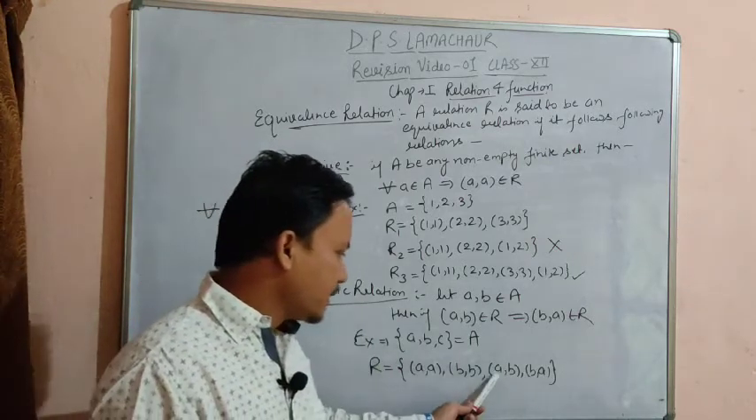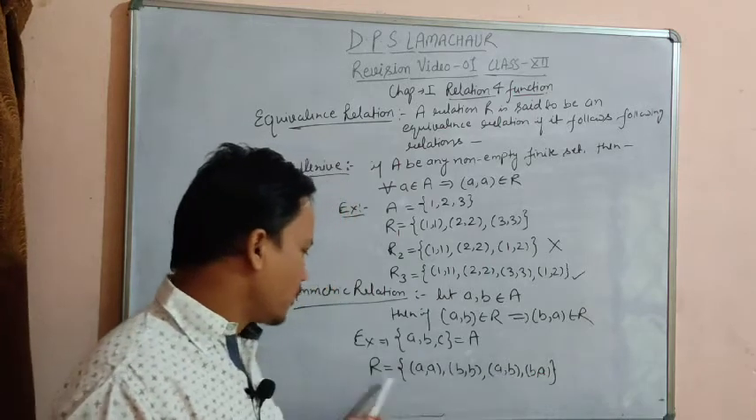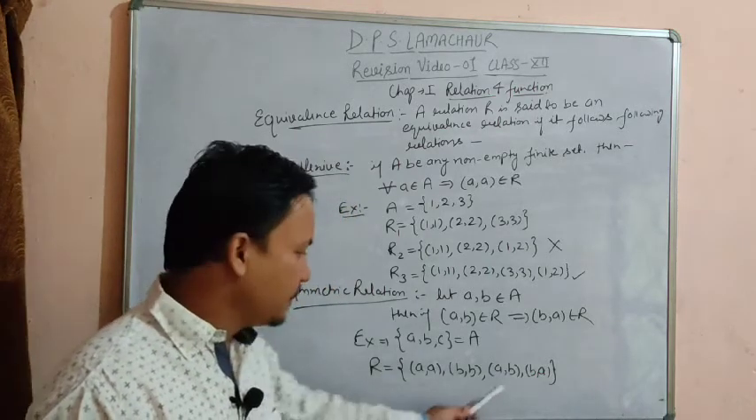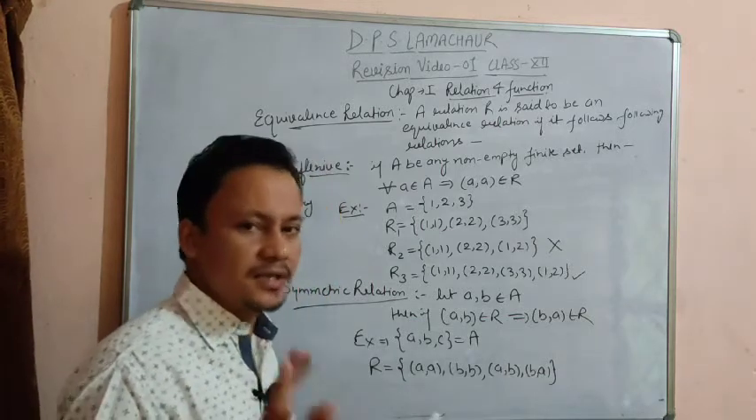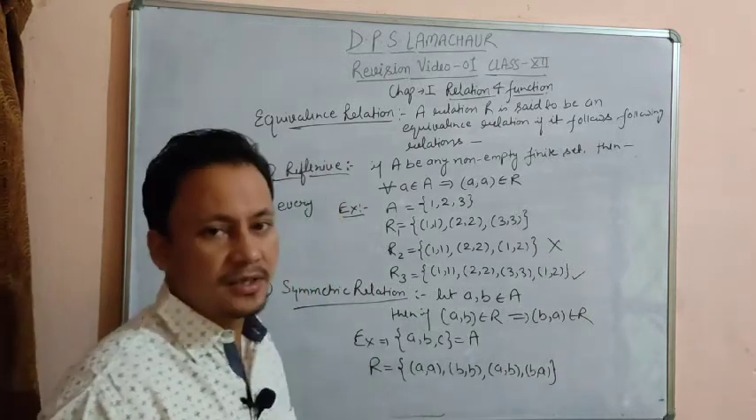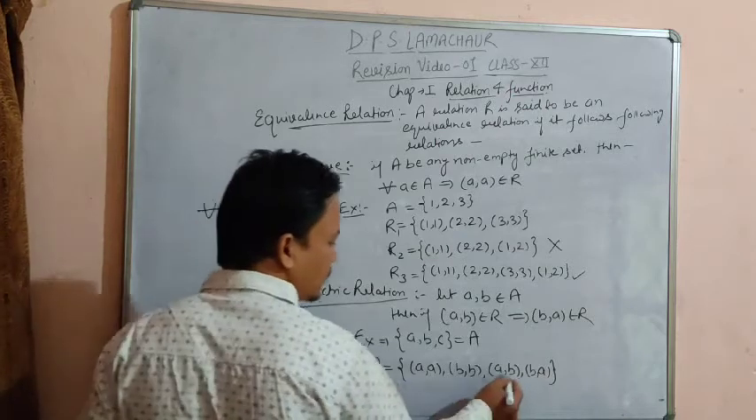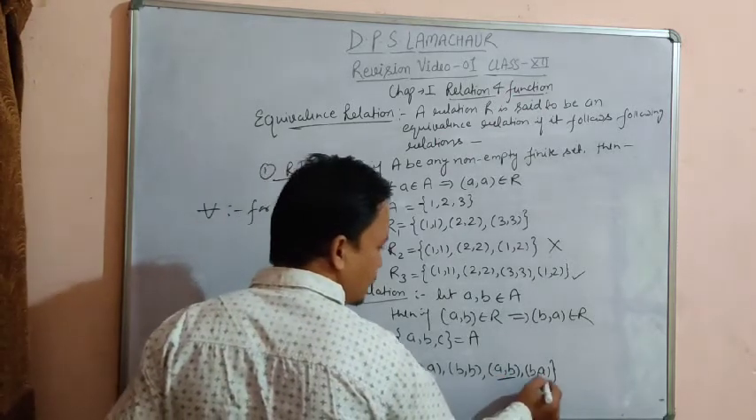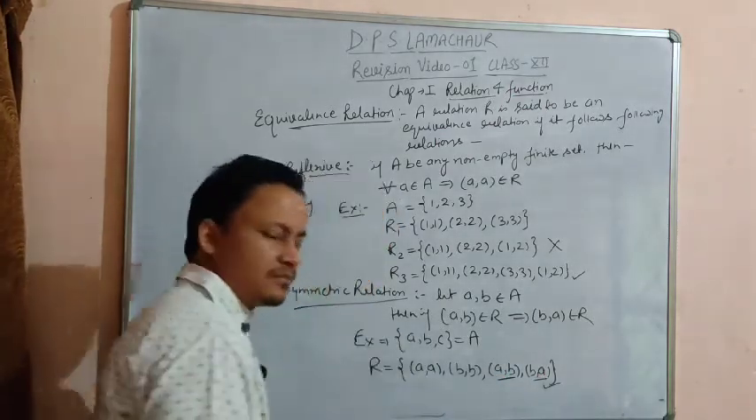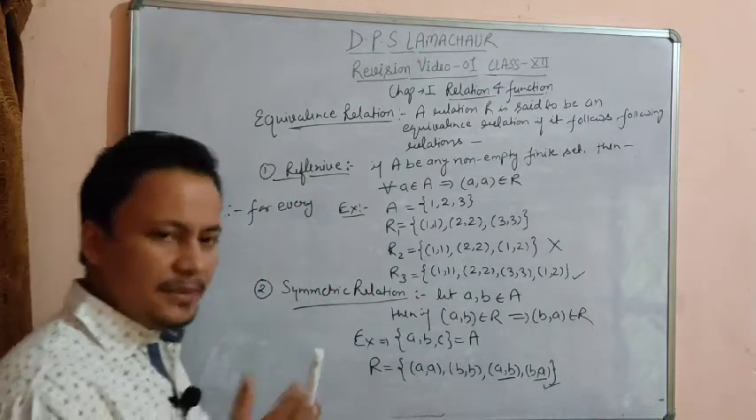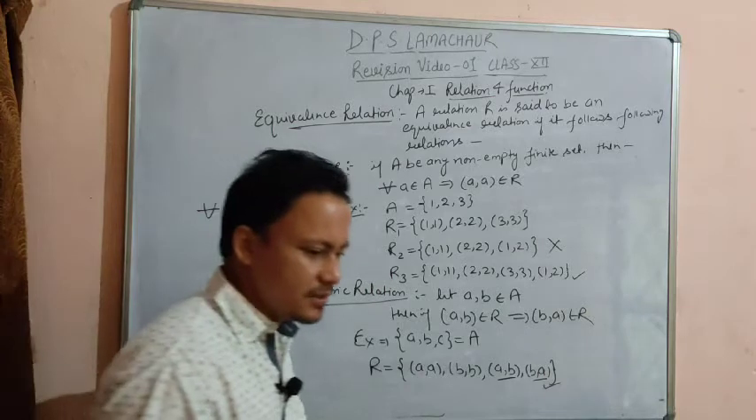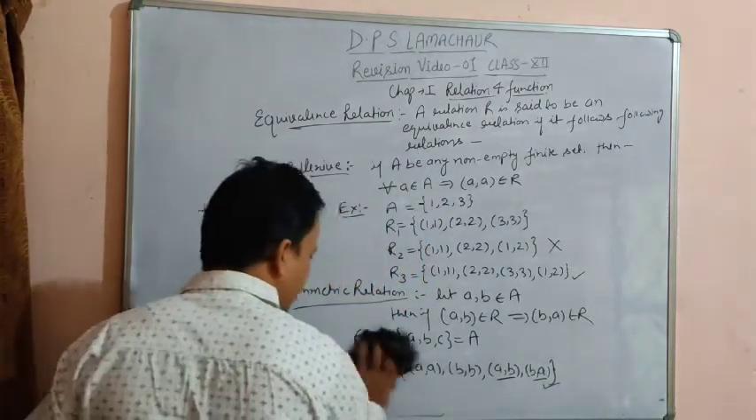Now see, ab belongs to this particular relation. Then ba is also contained in R, so it is a symmetric relation. Why is it a symmetric relation? Because ab is in set R, so ba will also be in set R. So this is the condition of a symmetric relation. If ab is in set R, then ba is also in set R. Let us have another example.